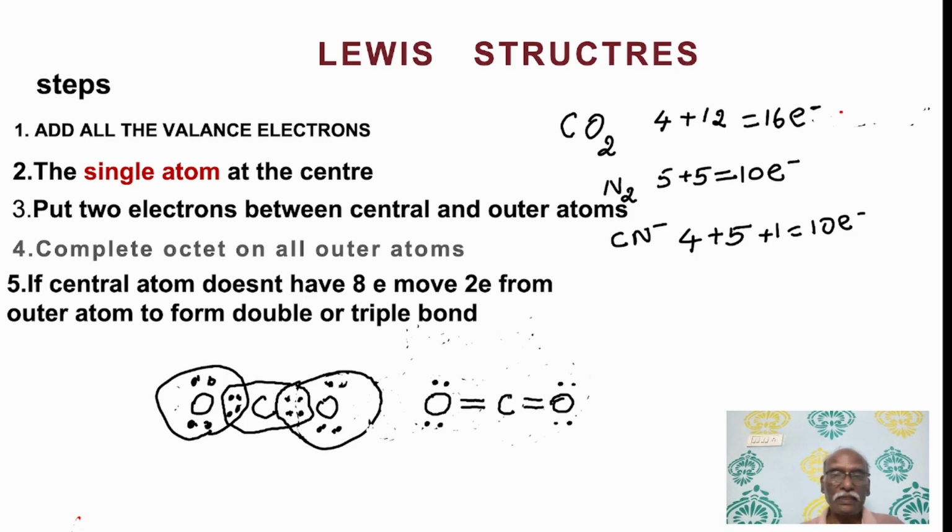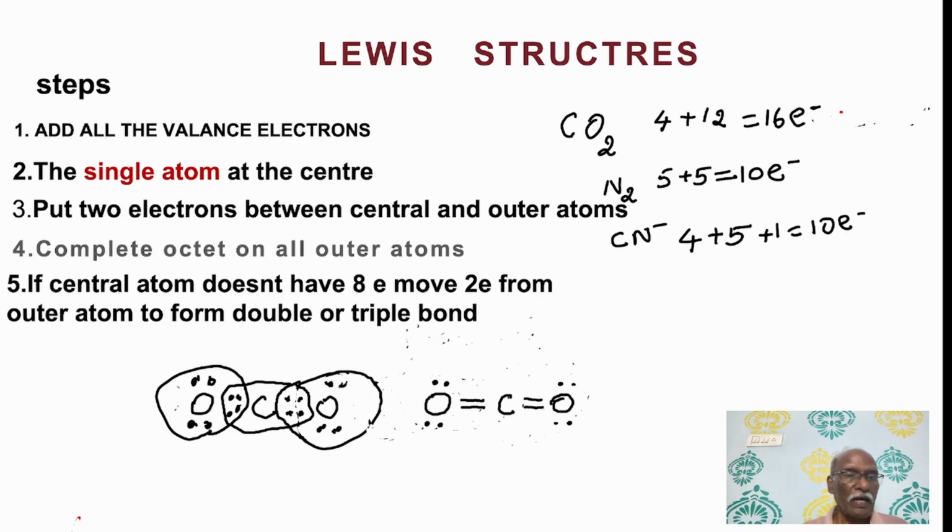Today in chemistry we are going to discuss Lewis structures: how to draw the Lewis structure for a given molecule or ion. We use certain steps here, and we are going to discuss them in detail. At the end of this video, we will be in a position to write the correct Lewis structure without any difficulty for any ion or molecule. Let us start. For that, we use certain steps.